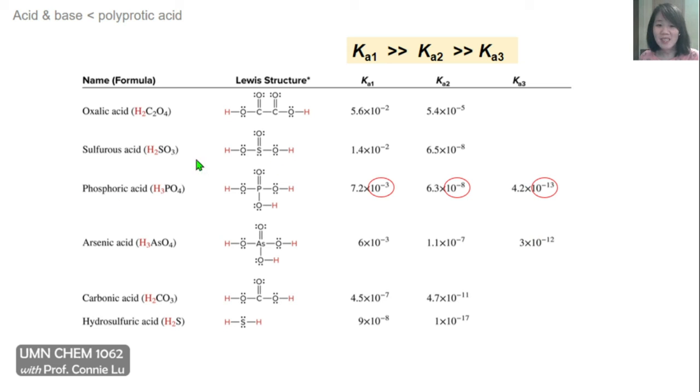So we were talking about phosphoric acid, which is shown here, and you can see that Ka1 is 10 to the minus 3, Ka2 is about 10 to the minus 8, and Ka3 is the smallest at 10 to the minus 13. So this is really a nice example showing how different these Ka values become, because as you remove a proton, it becomes that much harder to remove the second and also the third proton. So each of these Ka values for phosphoric acid basically differs by 5 orders of magnitude.